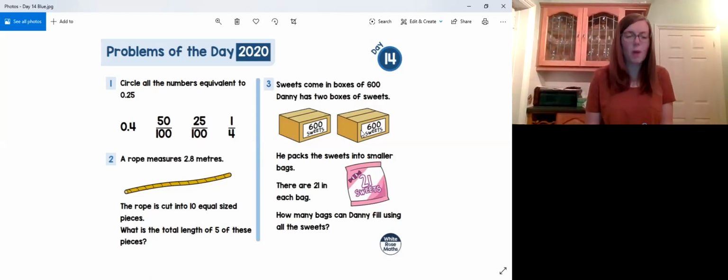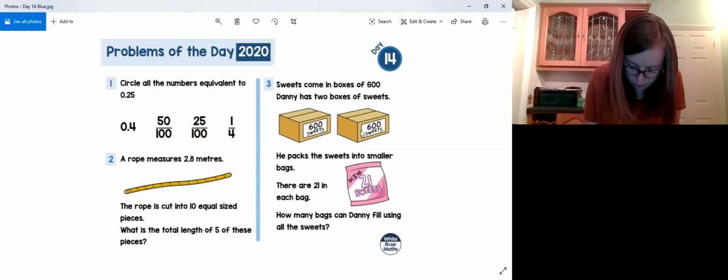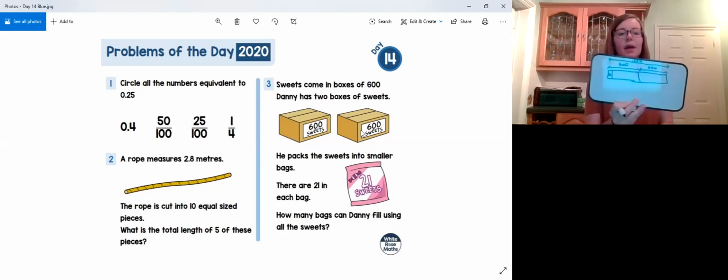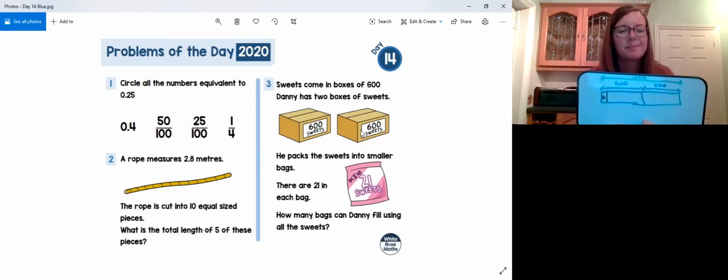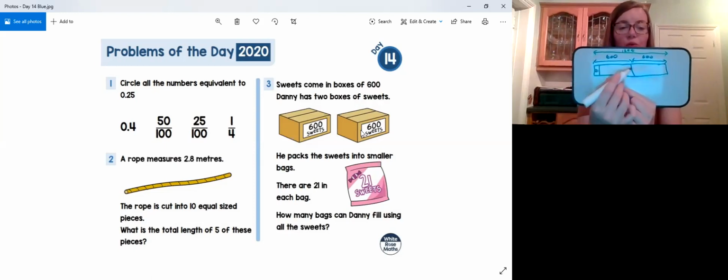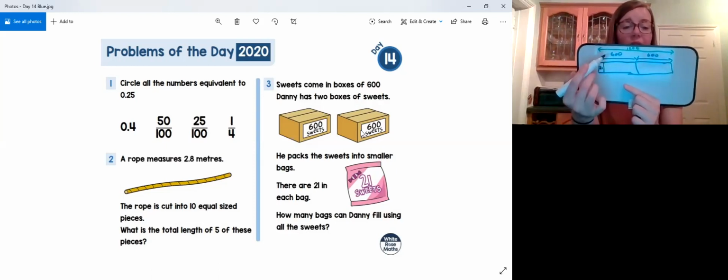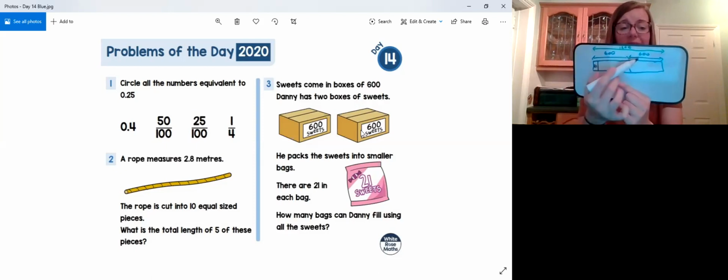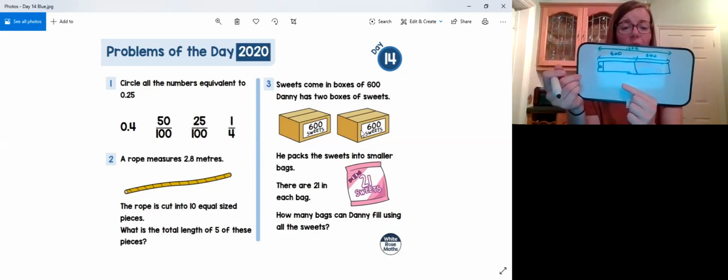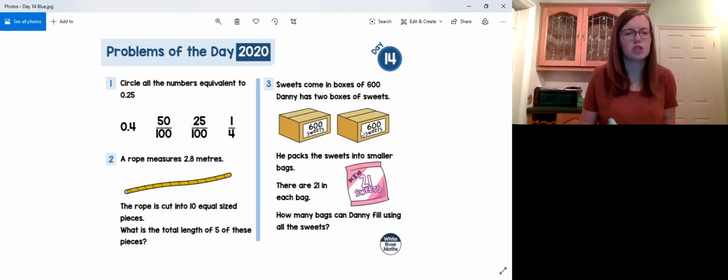Okay, so we've got 1,200 sweets, and then we put them into bags of 21 sweets each. So how many bags can we fill up? We could do it like I did before, where I do one group that's 21 and I keep counting up, but I think I might run out of room for my drawing, and counting up in 21s until I get to 600 or until I get to 1,200 could take me a while. So I'm going to think about doing it in bigger chunks that I know.